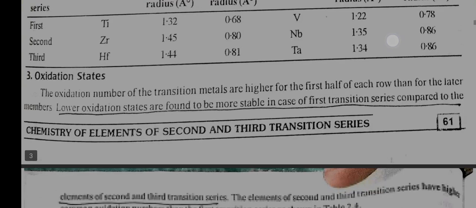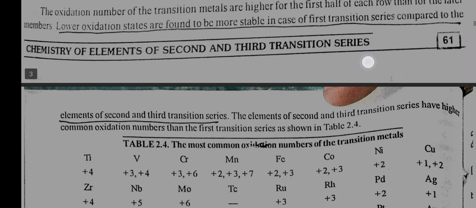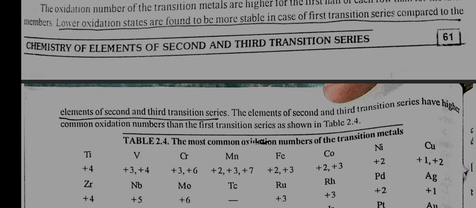Oxidation state. The oxidation states of the transition metals are higher for the first half of each row than for the later members. Lower oxidation states are found to be more stable in case of first transition series compared to the elements of second and third transition series. The elements of second and third transition series have higher common oxidation numbers than the first transition series.